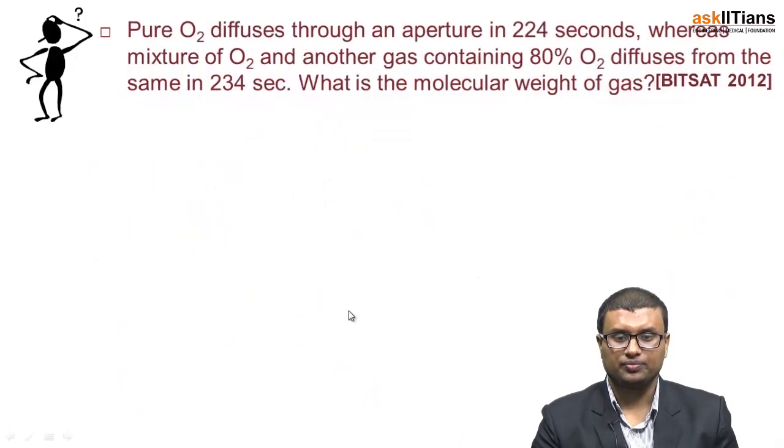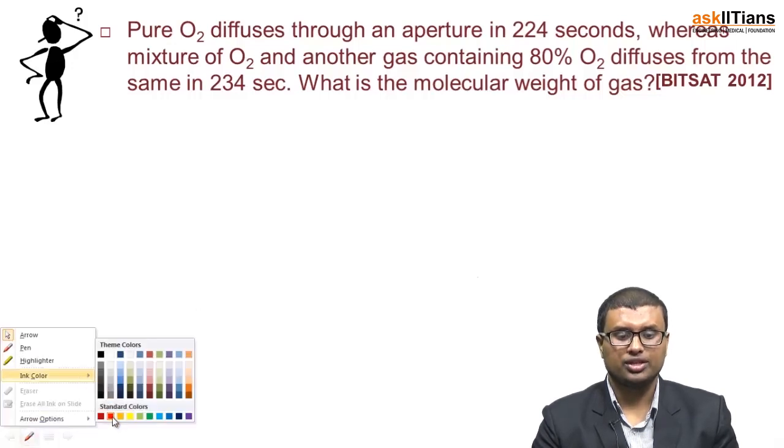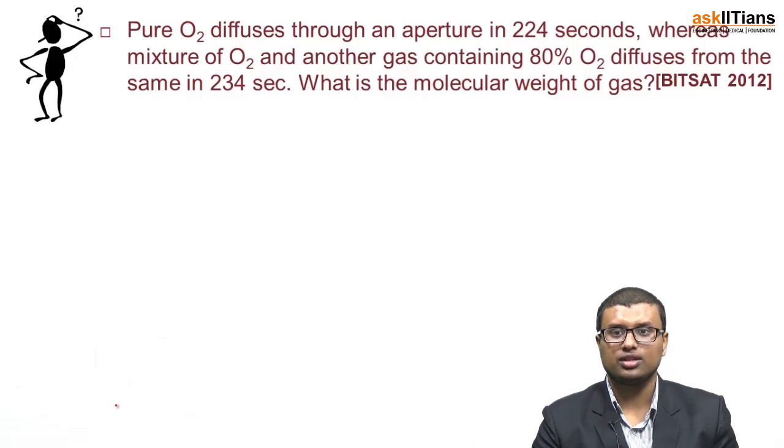So next question. Pure oxygen diffuses through an aperture in 224 seconds, whereas a mixture of oxygen and another gas containing 80% of oxygen diffuses from the same in 234 seconds. What is the molecular weight of the gas? So this question is related to what? This question is related to your concept about diffusion, or Graham's law of diffusion.